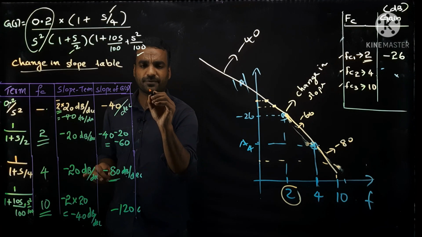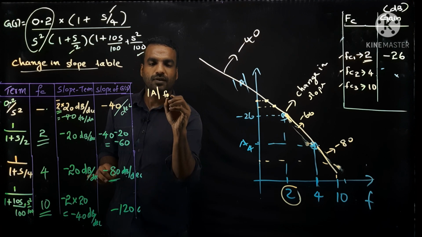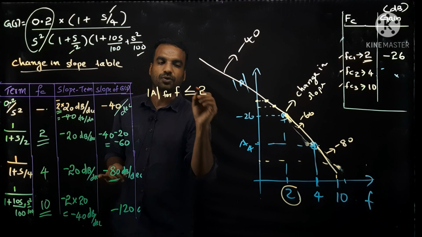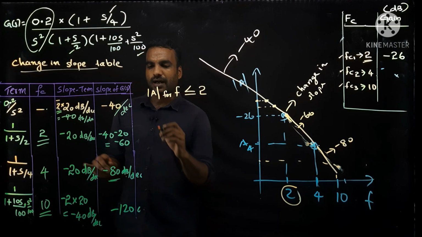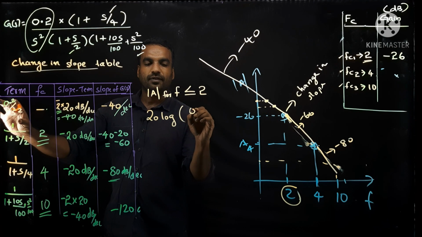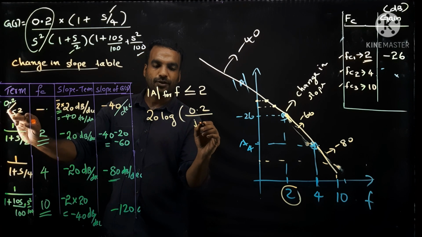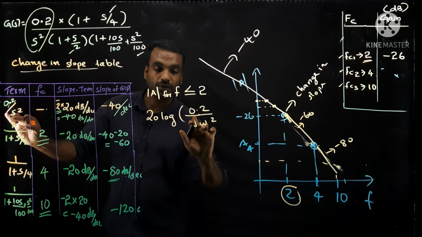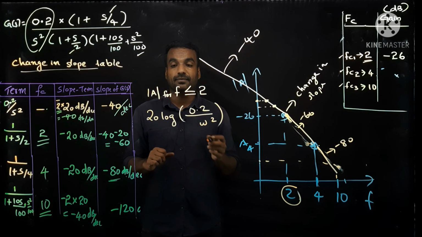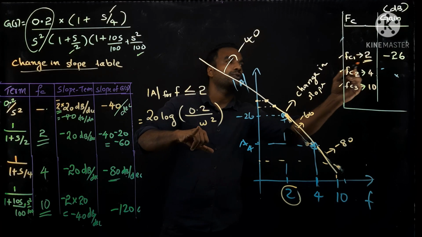What was that equation? Gain, for any frequency which is less than or equal to the first corner frequency 2. Up to that point our equation is valid. What was our equation? 20 log of the first term. Magnitude means 0.2 by s, that is j omega square. But as it is magnitude, don't use the j term, because the j term represents angle. So this is the case. So already by substituting 2 here, you got minus 26.